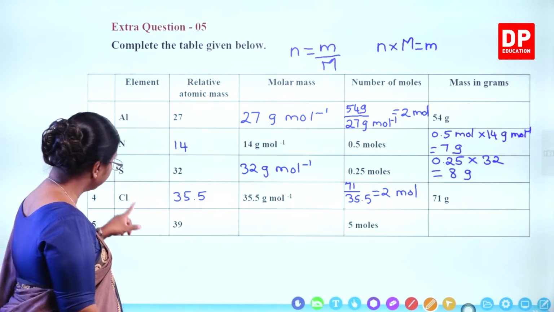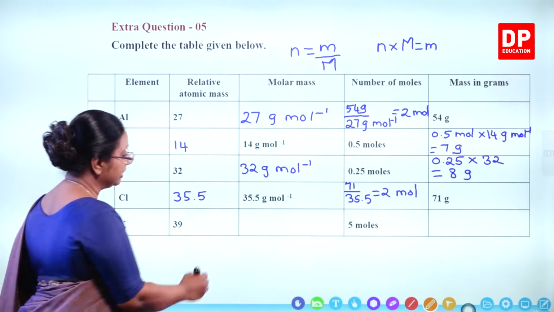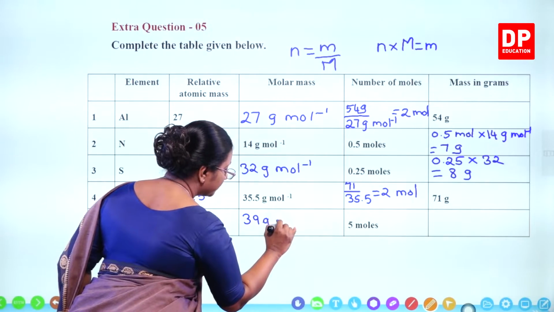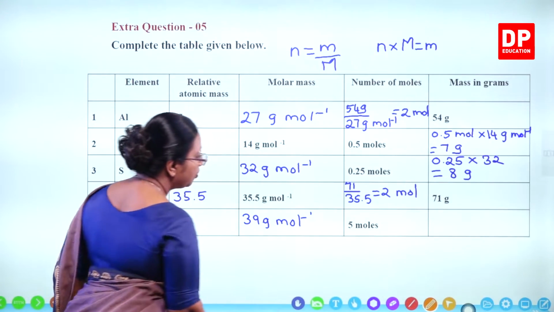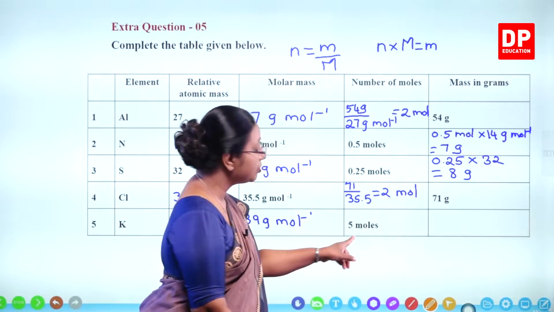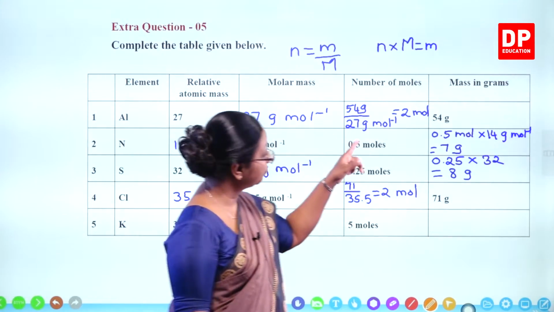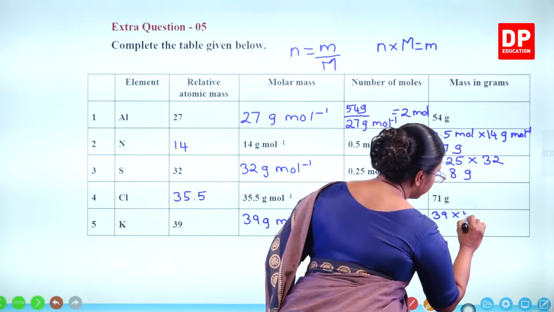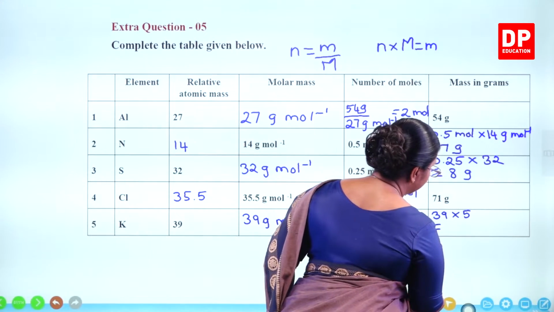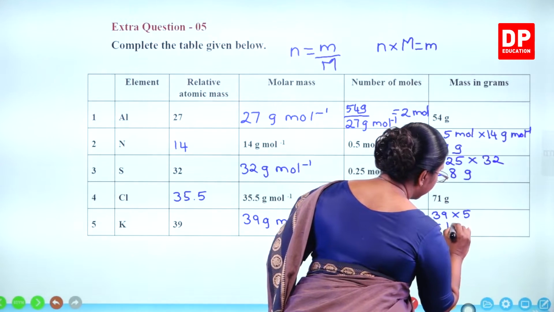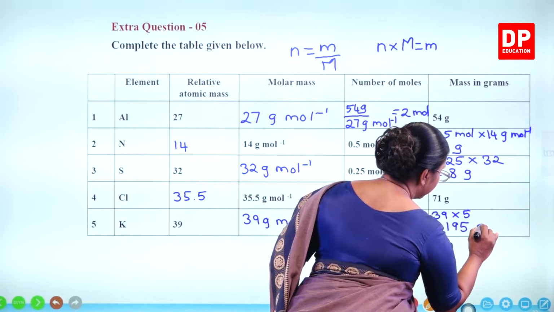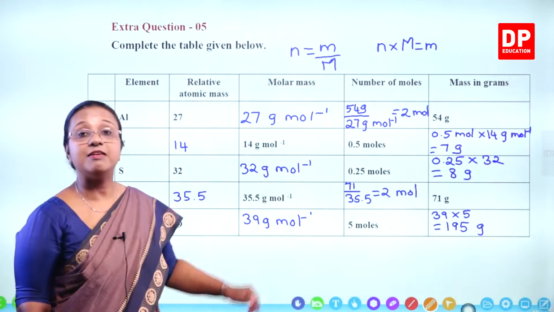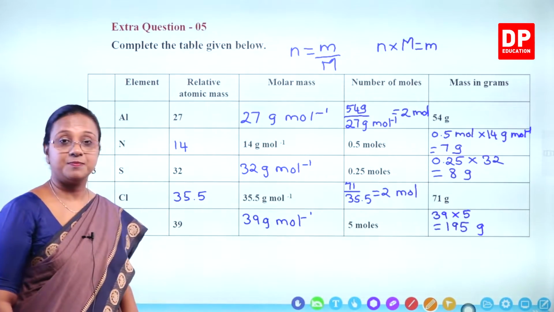Then the last one, potassium, 39. So molar mass is 39 grams per mole. There are 5 moles of substance. You need to find the mass. So 39 into 5. That will be equal to 195 grams. That is the mass of 5 moles of potassium.